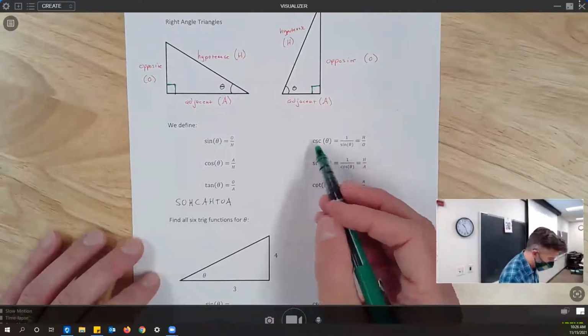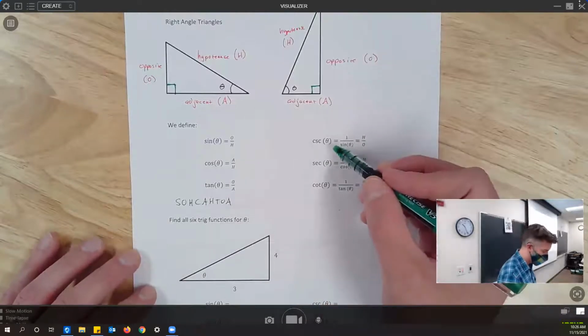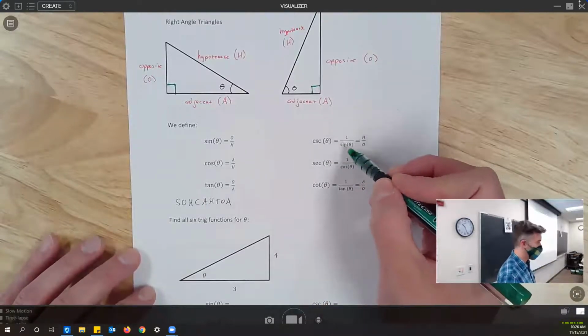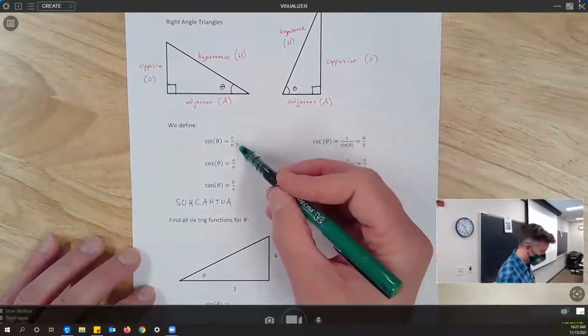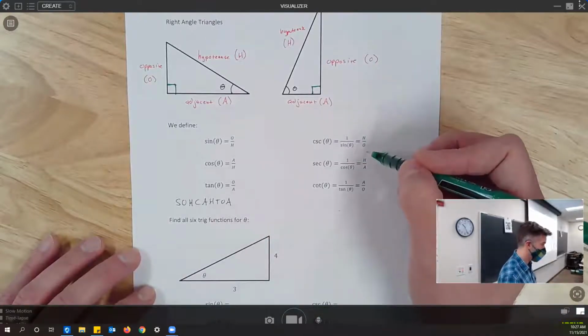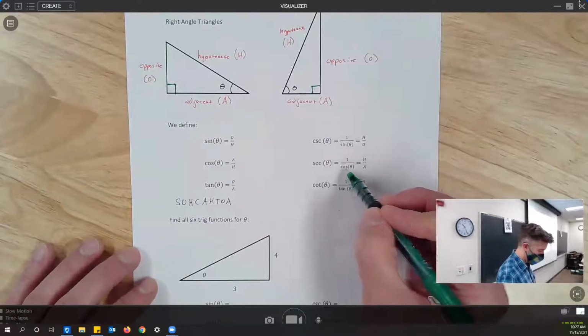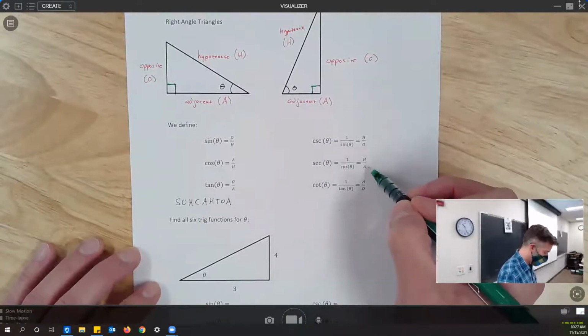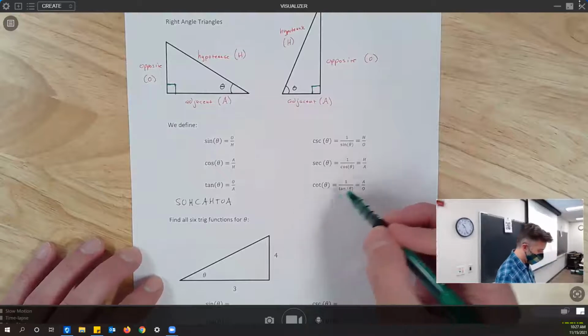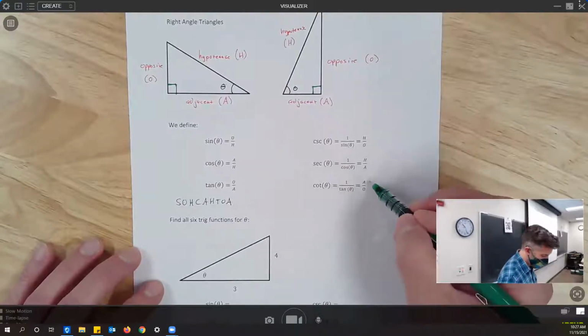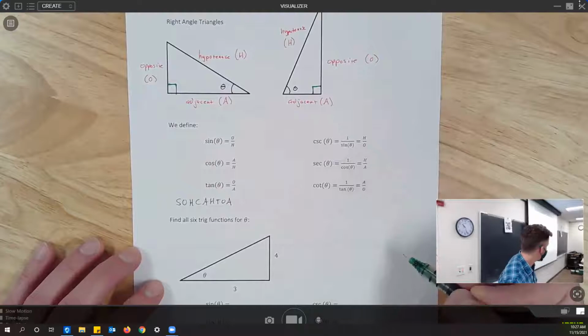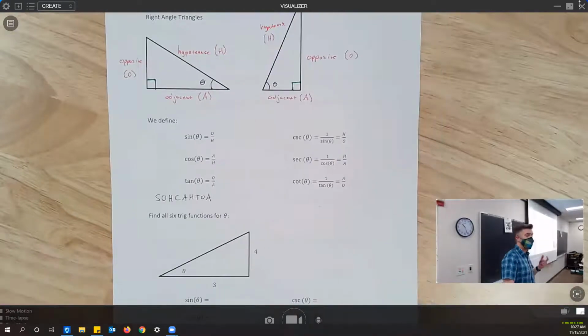So when I think about cosecant, I think about the fact that cosecant of theta is 1 over sine of theta. And the reciprocal of sine is hypotenuse over opposite. Secant of theta is 1 over cosine. The reciprocal of cosine is hypotenuse over adjacent. Cotangent is 1 over tangent, and that's adjacent over opposite. The way I remember which ones go together, well, obviously tangent and cotangent go together, right? They've got the same word in the name.